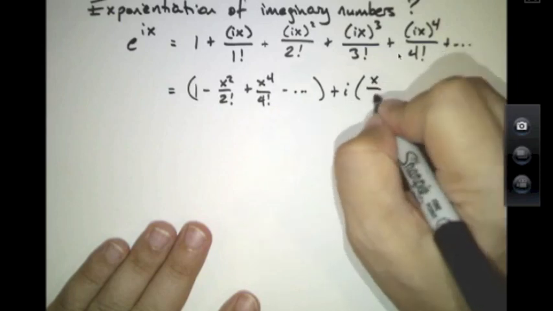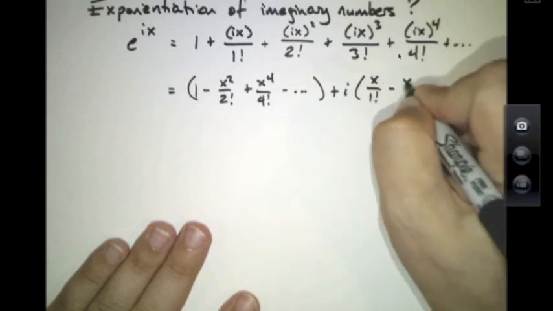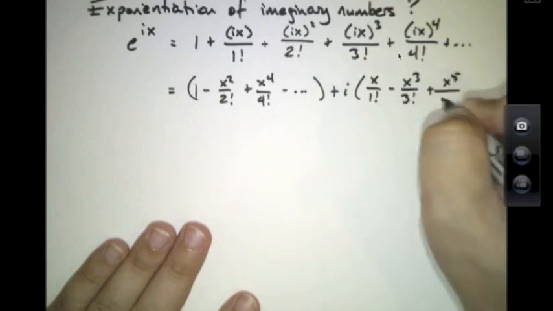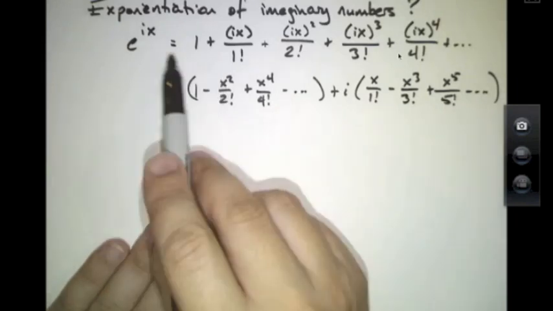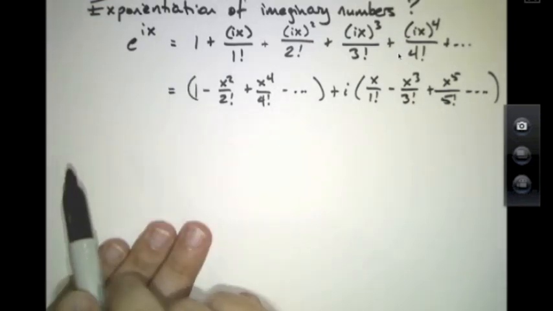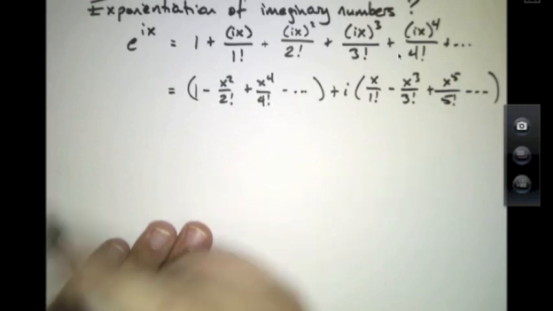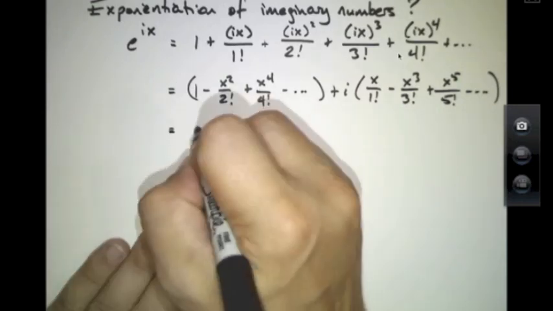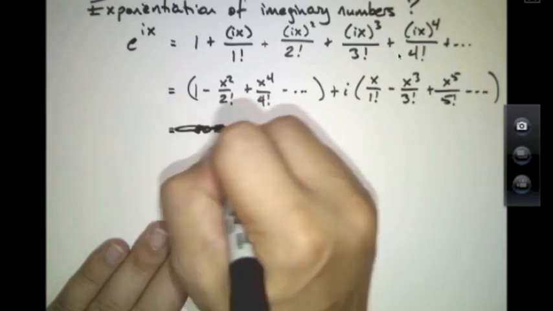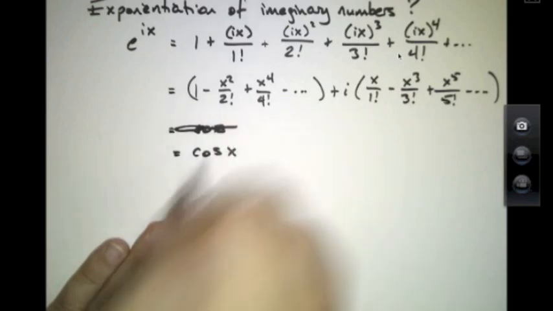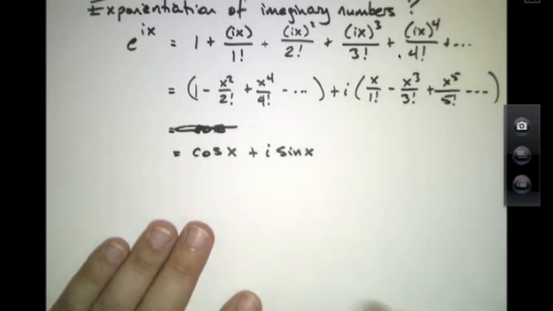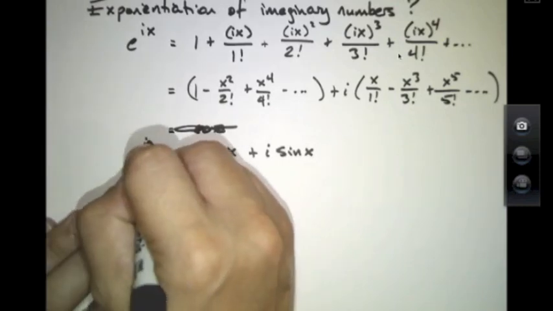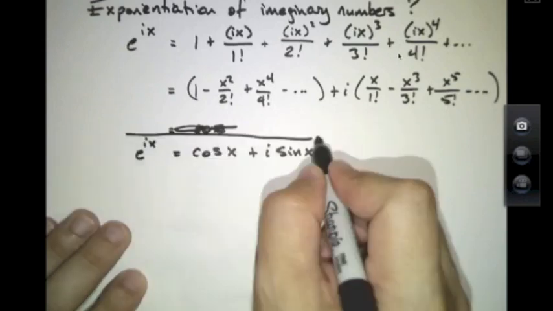Plus i times the sum x over 1 factorial minus x cubed over 3 factorial plus x to the 5th over 5 factorial minus, and so on. There are odd powers of x in this sum. So this just comes from, again, the definition of what the Taylor series is for an exponential function, and segregating real and imaginary parts of this. And if you recognize these sums I put in parentheses here, this is none other than cosine of x in the first parenthesis. The second parenthesis is just sine of x. So that's a very general thing that we should remember.